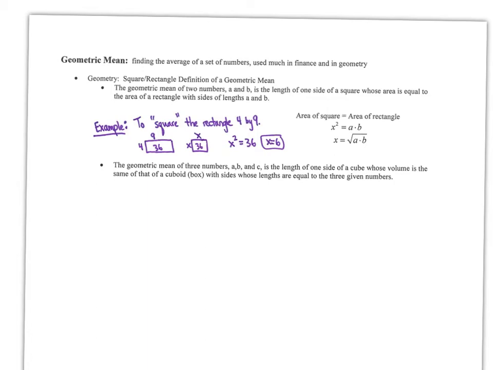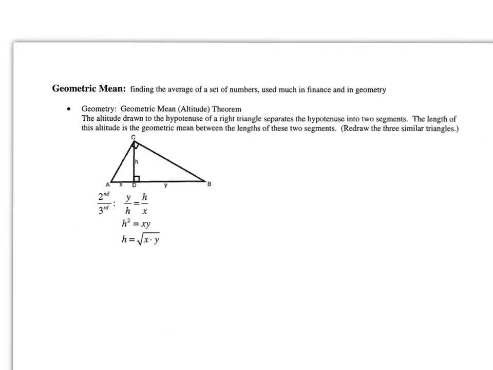One of them is squaring a rectangle. For instance, if you have dimensions 4 by 9, the area is 36. If you want to square that rectangle, meaning you want the same area of 36, the dimensions would be 6 by 6. Another application of the geometric mean is using a right triangle.